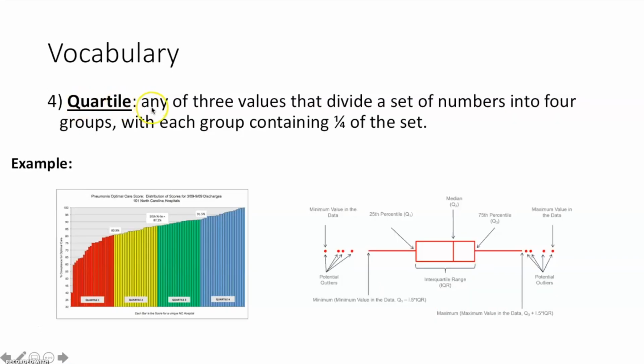A quartile is any of the 3 values that divide a set of numbers into 4 groups, with each group containing a fourth of the set. So from our minimum to our first quartile is going to be 25% of our data. Then from our first quartile to our median is going to be another 25% of our data. Then from our median to our third quartile is another 25% of our data. And lastly, from our third quartile to our maximum is going to be another 25% of our data.